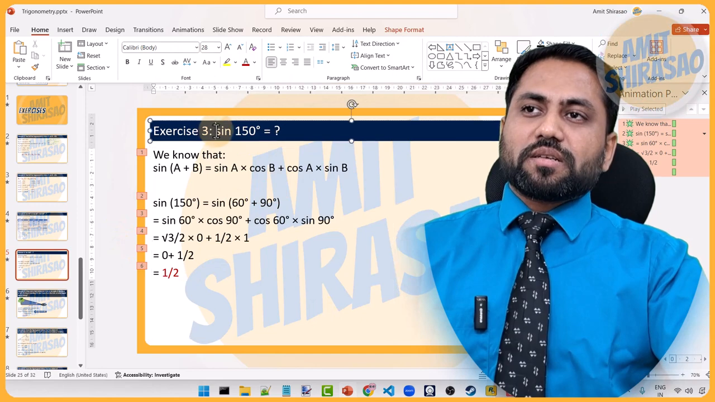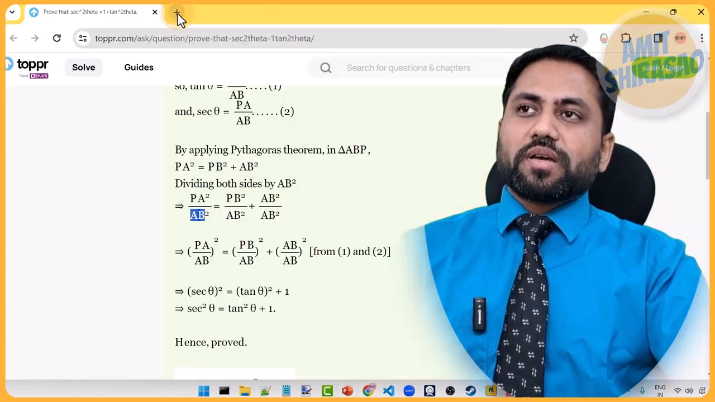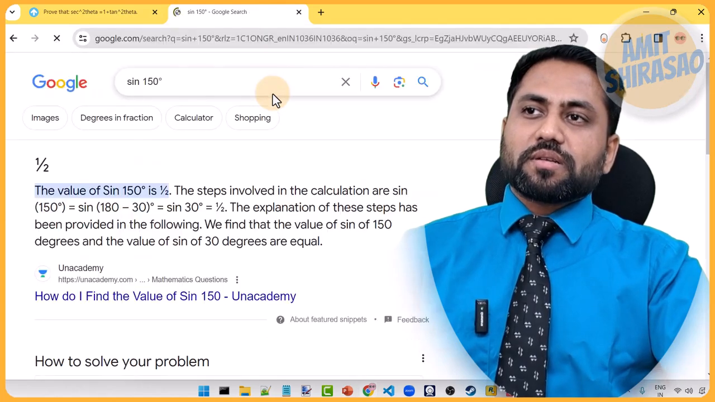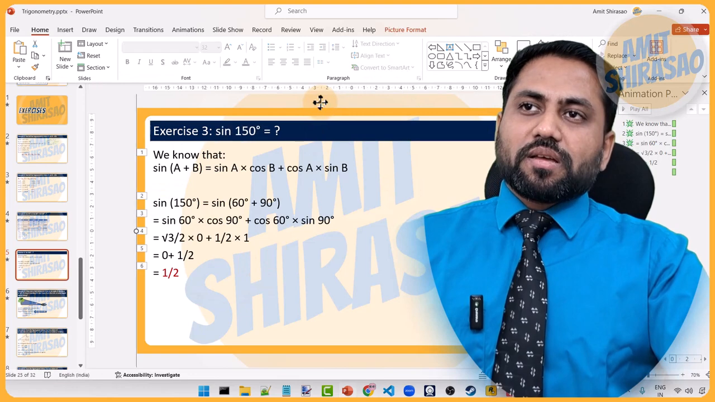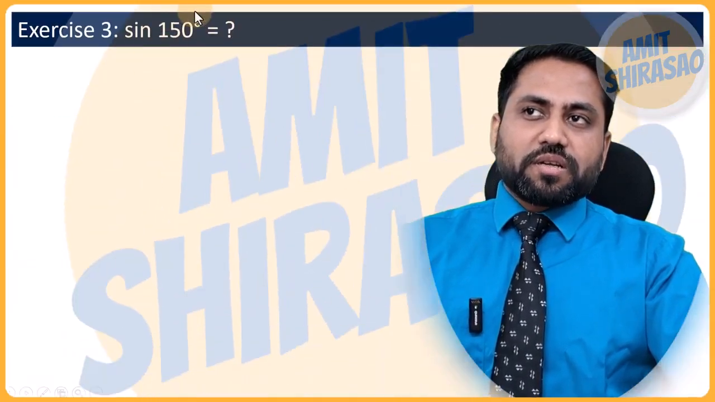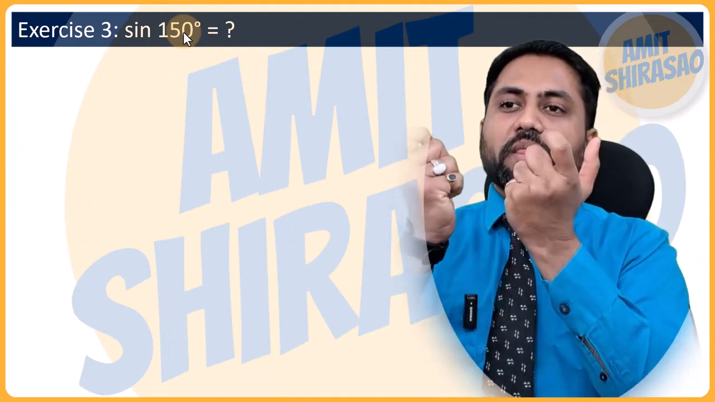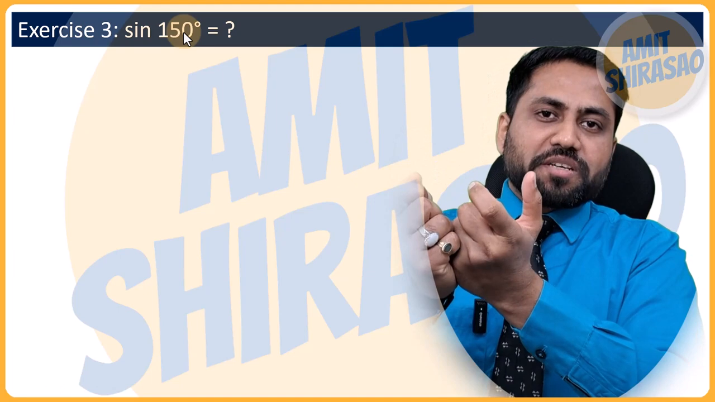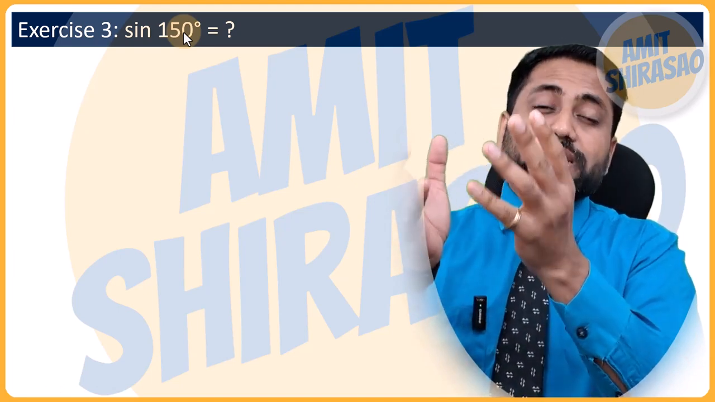Let us just check whether the answer is correct or not. You can always go to Google and search what the answer is. It is 1 by 2, so we are right. This is how you do the calculations for bigger angles, which can be broken down into supplementary or complementary angles, meaning which can be broken down into standard angles.